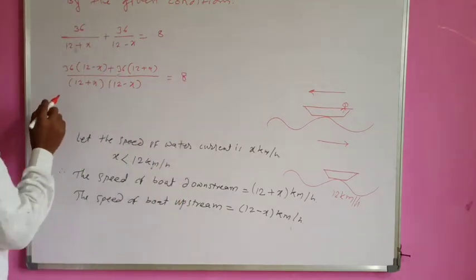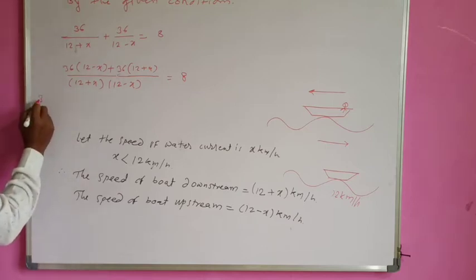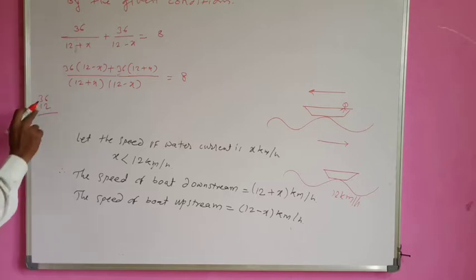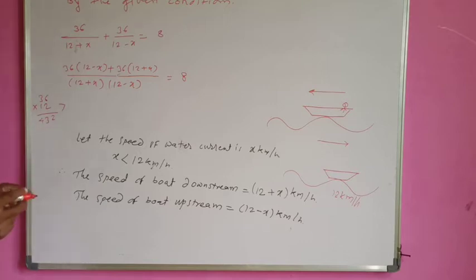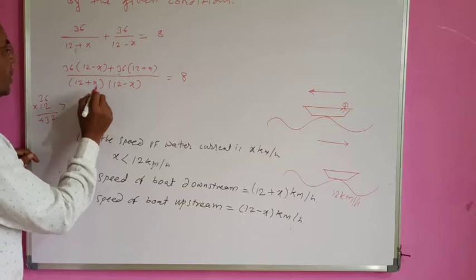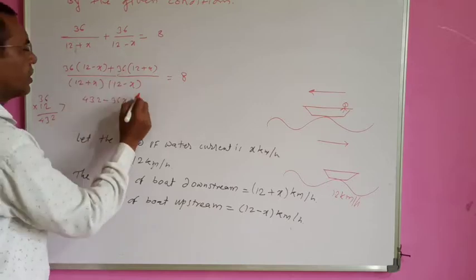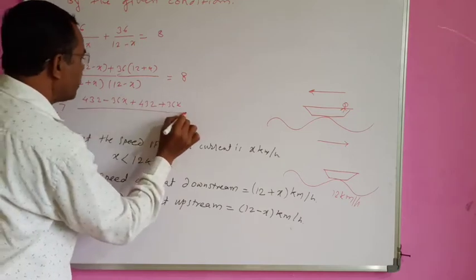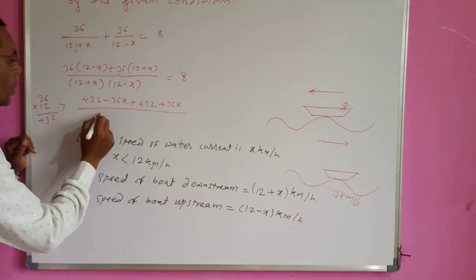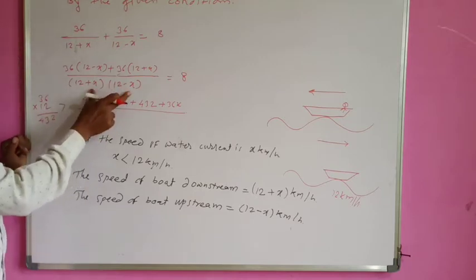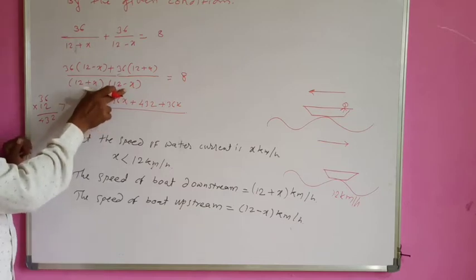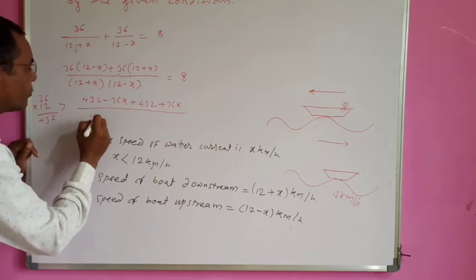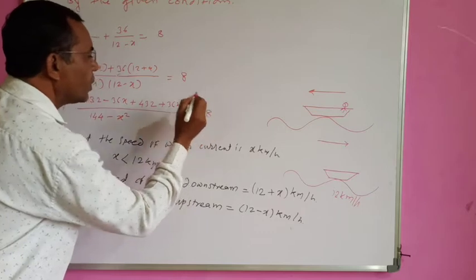Here we will write 36 into 12, we will multiply it here. 36 multiply 12. 12 times 6 is 72, 12 times 3 is 36, 36 and 7, here we write 43, 432. Here we write 432 minus 36x plus 432 plus 36x, divided by 12 plus x and 12 minus x. For these factors, x plus y and x minus y, therefore the square of 12 is 144 minus x square and is equal to 8 in this way.